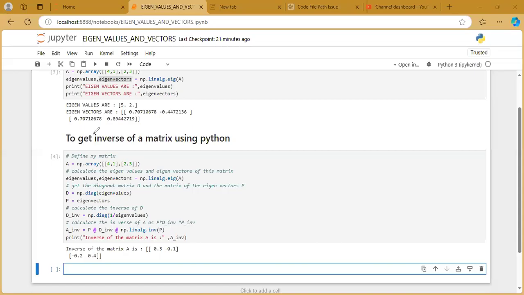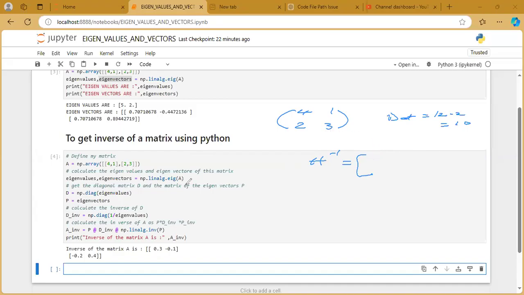Now we have the matrix. The matrix is 4, 1, 2, 3. Remember, the inverse is supposed to involve interchanging positions. We find the determinant. The determinant of this matrix is going to be equal to 12 minus 2, and that is equal to 10. And the inverse of this matrix is supposed to be A inverse. We swap the positions and change the sign on the other diagonal.